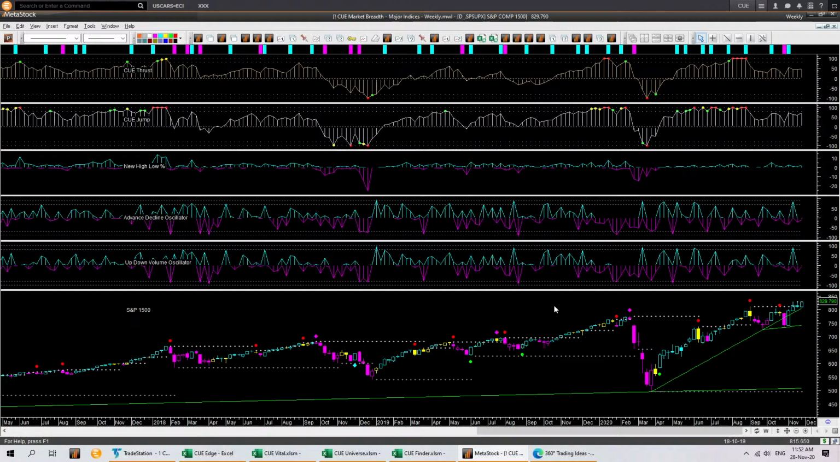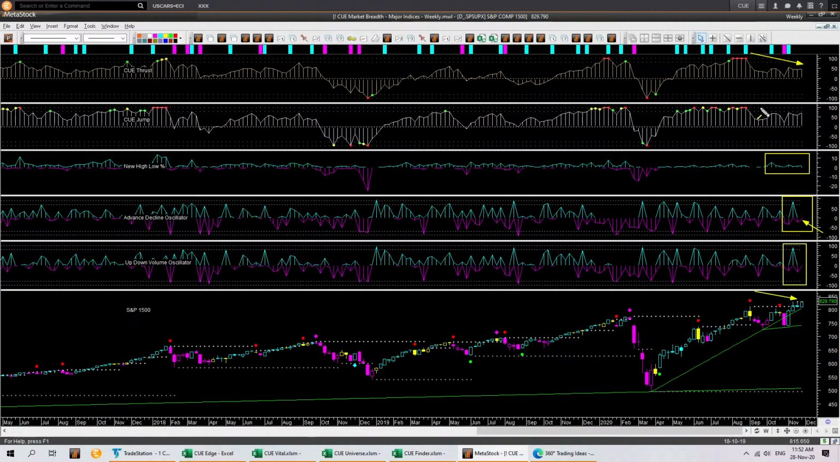Same study using another major market index, S&P 1500 in this case. Again, the index itself is bullish. Here we find some new high low. So the S&P 1500 stocks new high low indicator is more bullish than Dow Jones. However, advanced decline is in fact negative. So internally there is some weakness. Up down volume here has no signal.